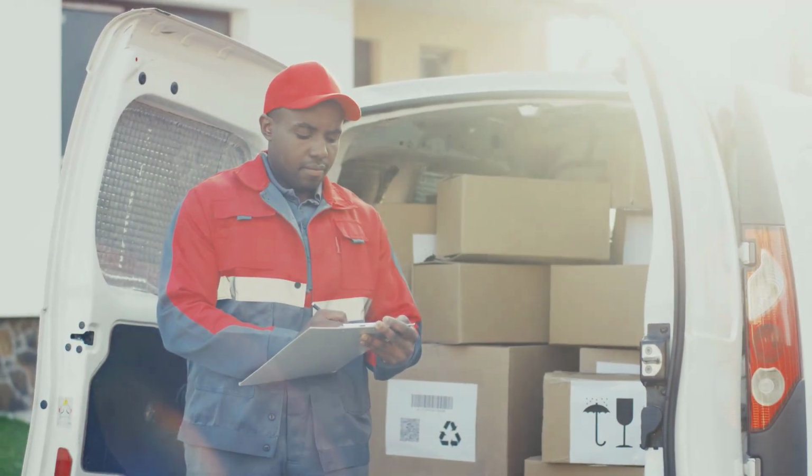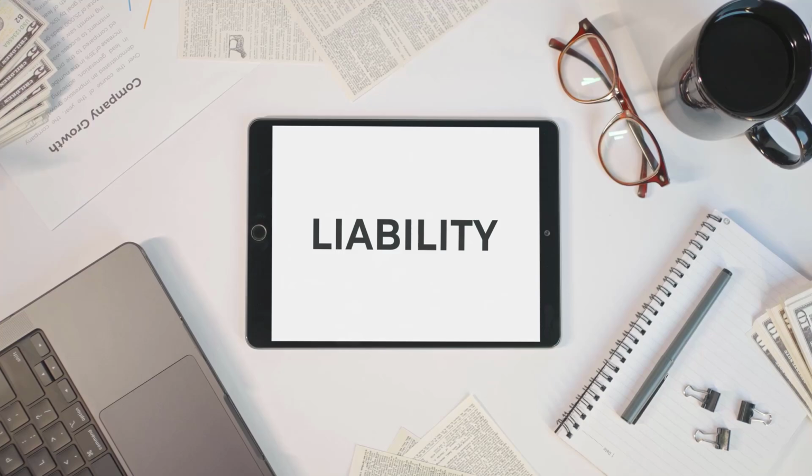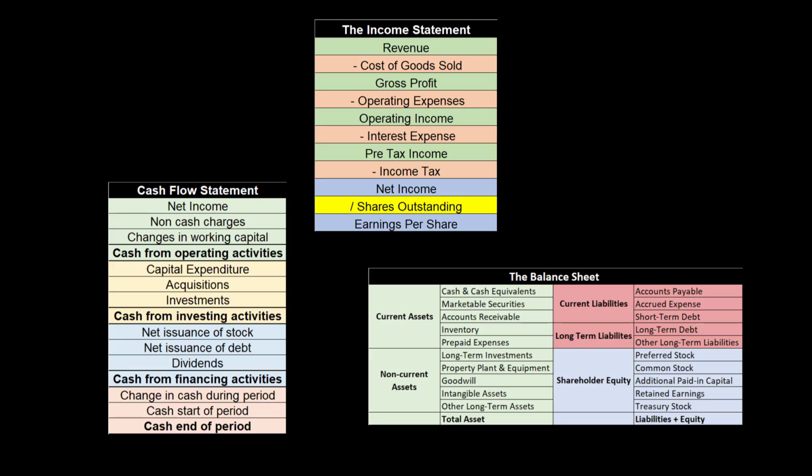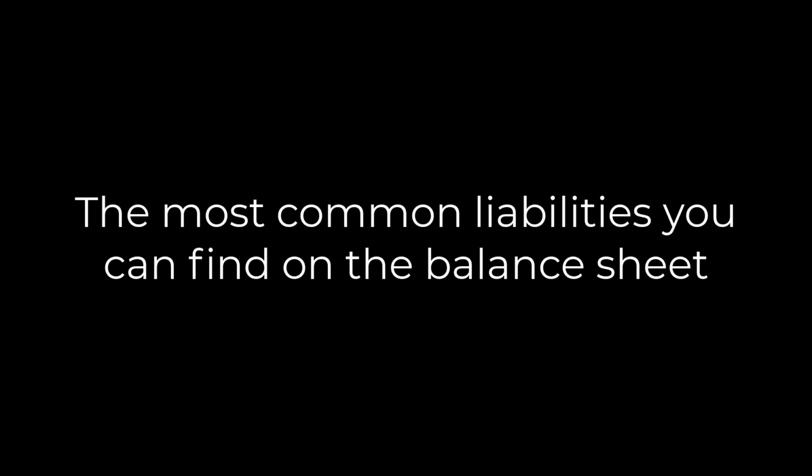How do you know how much debt a company has? How do you know what it owes to its suppliers? These are types of liabilities, and they can be found on the balance sheet. The balance sheet being one of the three main financial statements. In this lesson, you'll learn what liabilities are, why you should know about them, and the most common liabilities you can find on the balance sheet.